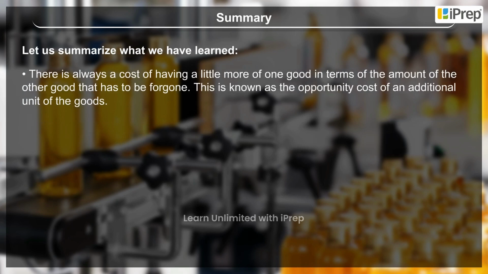There is always a cost of having a little more of one good, in terms of the amount of the other goods that has to be foregone. This is known as the opportunity cost of an additional unit of the goods.